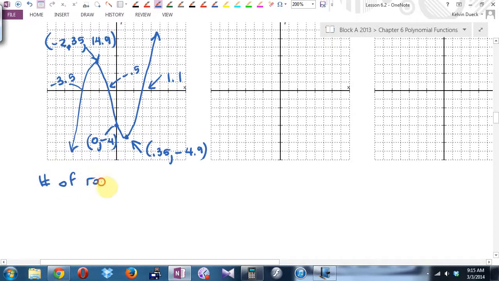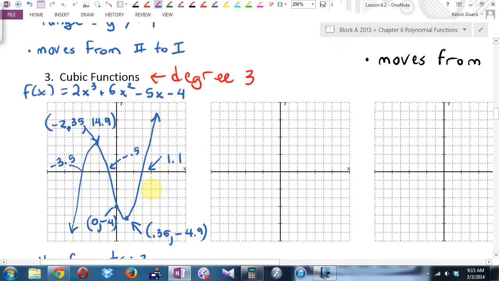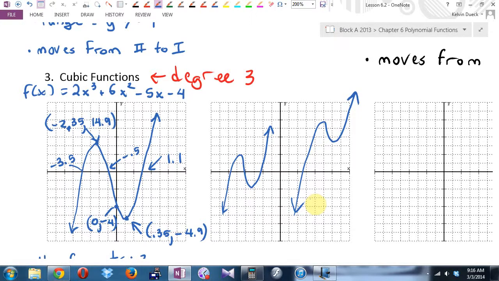How many roots? Three? By the way, how many roots are possible? Well, you can either have a graph that looks like this, or you could have that same graph do that. How many roots are possible with a cubic? How many here? 3? How many here? 1. Can you think of a way where I could only get 2?